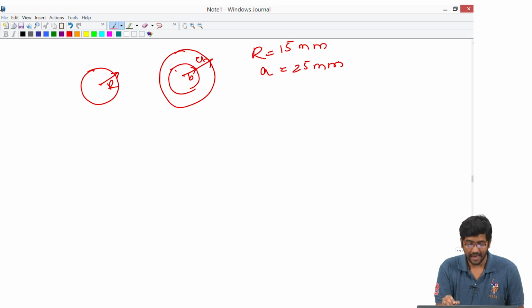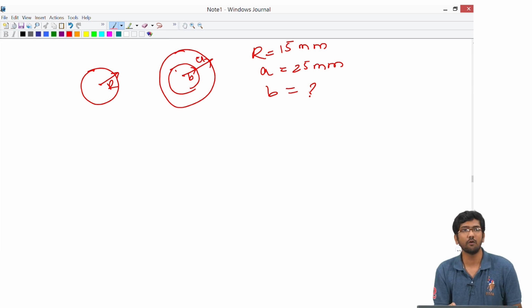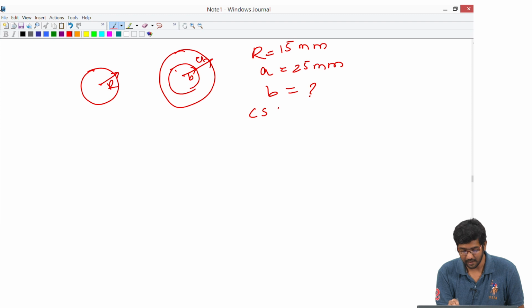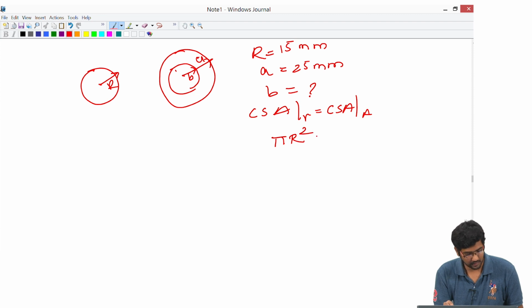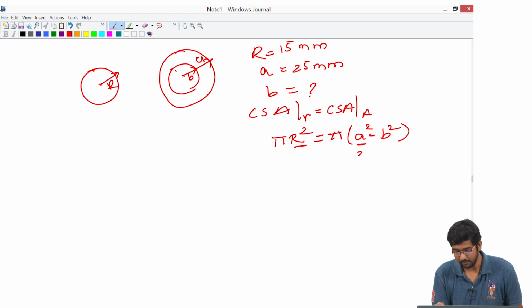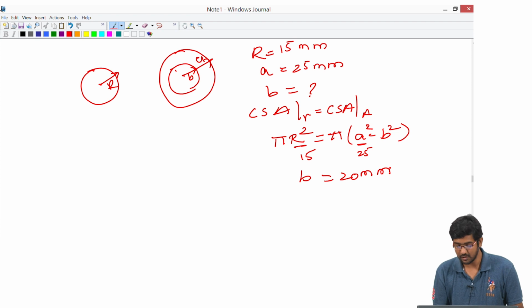So, the first step is to calculate the unknown, which is B. The information that is given is that the cross sectional area of the two ducts is equal. Therefore, the cross sectional area of the round pipe is equal to the cross sectional area of the annular pipe. This gives us pi r square is equal to pi into a square minus b square. We know r, which is 15 mm, and we know a, which is 25 mm, and therefore we can calculate b, which is going to be 20 mm. So, we know all the dimensions in the problem.